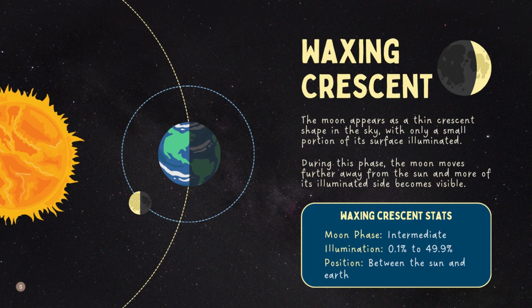Next is a waxing crescent. Now, the moon has moved a little bit counterclockwise, and it looks like it's going down and closer to the middle. So, this state is called waxing crescent. It looks like the moon is starting to gain more light.